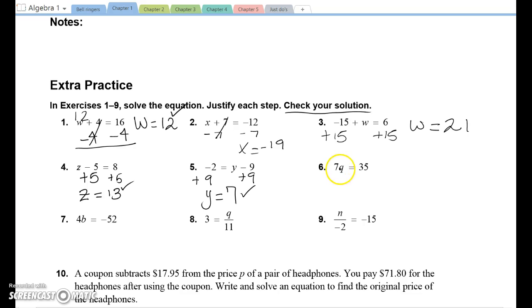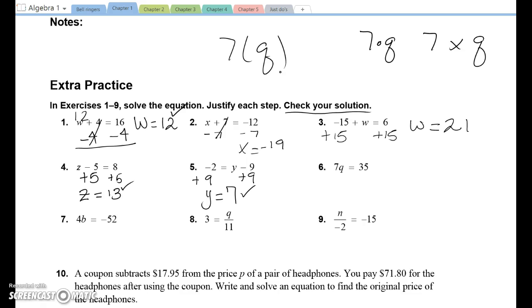So when you have a number next to a variable, that means it's multiplication. Okay, back in middle school, you might have seen it like this, or you had 7 times q, or 7 parentheses q. Okay, we don't typically write like that anymore now that we're in high school because we're big kids now. So we typically just write it as 7q. Okay, this times is going to get you confused because it looks like an x. So we are going to get into the habit of writing it right next to each other.